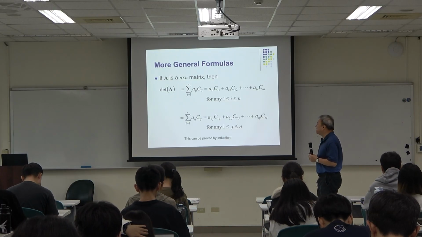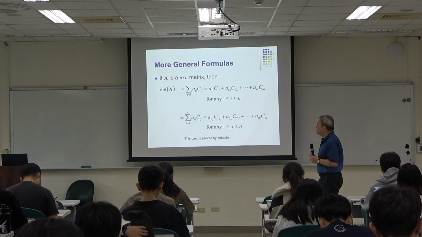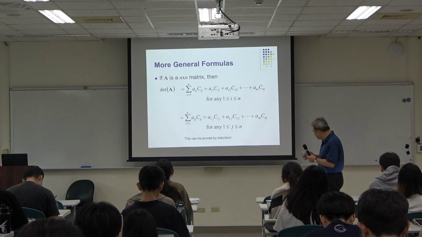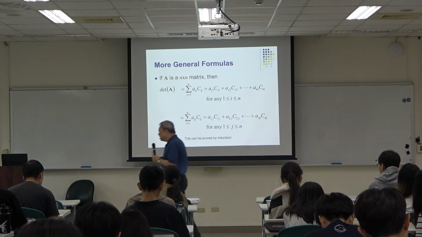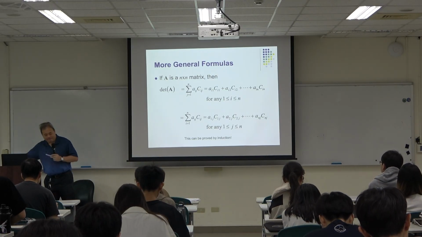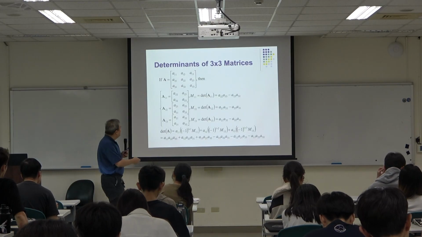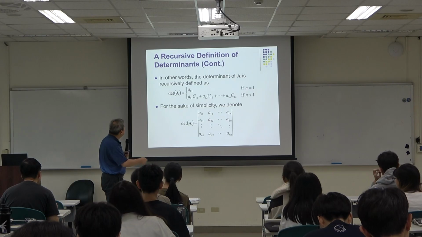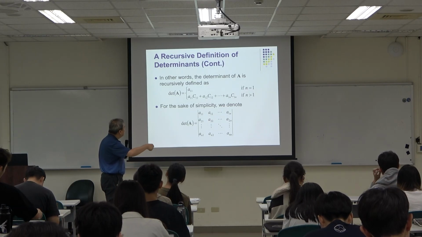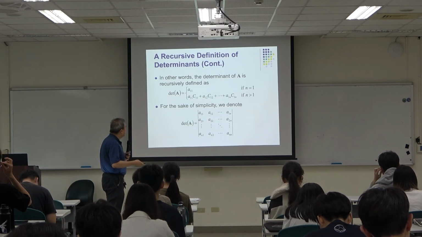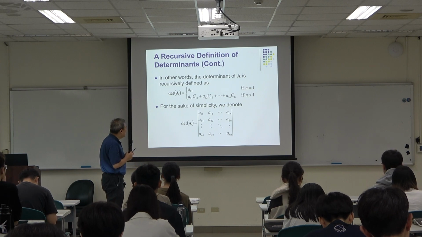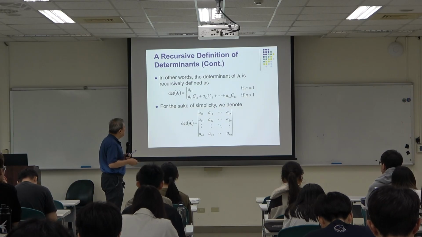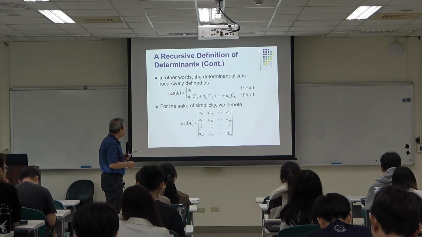We first need to show that it can be extended, similar to what the definition is. We extend it through the first row, right? So what we need to show is that if you expand it through any other row, it will be the same as if you expand it through the first row.